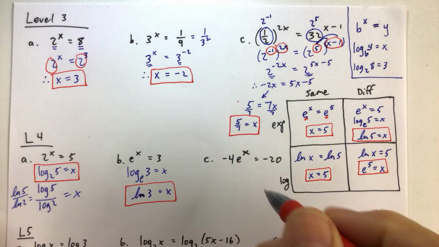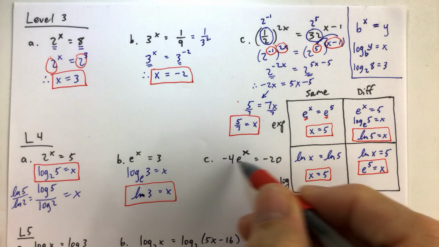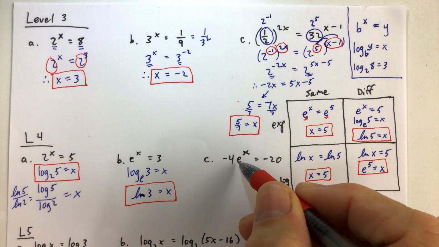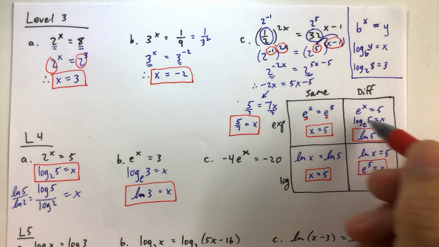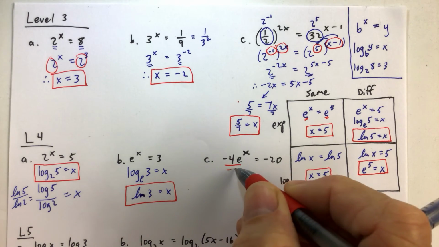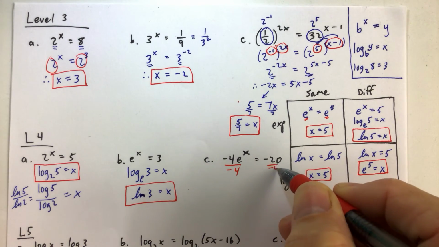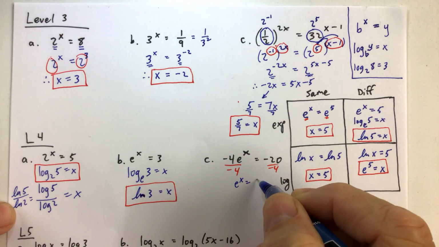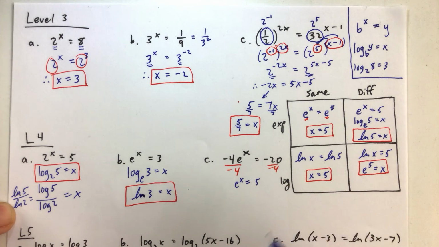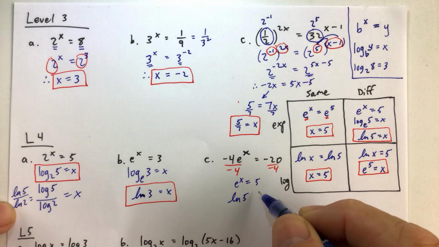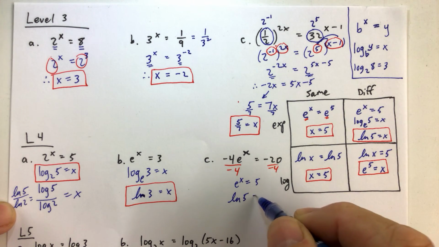And finally, exercise C. We have to do a little bit of work before we get the equation in the form that we see here in the upper right hand corner of the Punnett square. We would just have to divide both sides by -4, which would give us e to the x is equal to 5, since -20 divided by -4 is 5. And then we convert this to log form. ln of 5, log base e of 5, is equal to x. And there we have it.